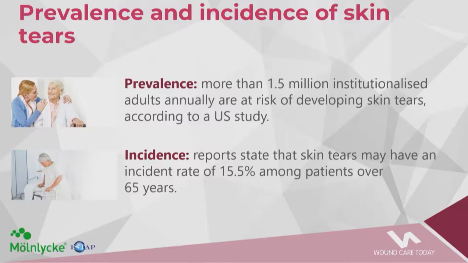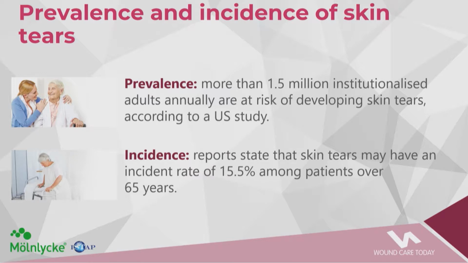So how many have we got? Well, when we look at risk of developing skin tears, a study from the US says that more than 1.5 million people, institutionalised adults, are at risk of developing skin tears. So a high amount. But what about the incidence? In patients over 65 years, the incident rate may be as high as 15%.